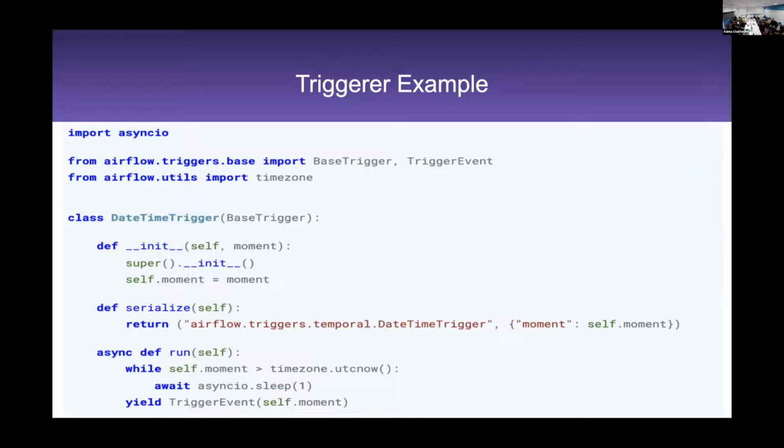And the run method just keeps polling the status until you reach the terminal state. Once you have the terminal state, the trigger fires one event. This event will be handled, and then the parent process will catch it, and that's how you can write a simple trigger. This trigger just takes one parameter, moment, and decides that as long as the current time is less than this moment, keep running. Otherwise, once that time has passed, just yield one event.